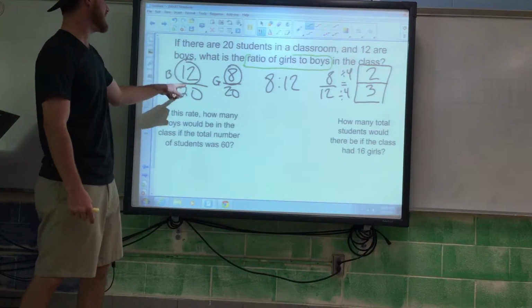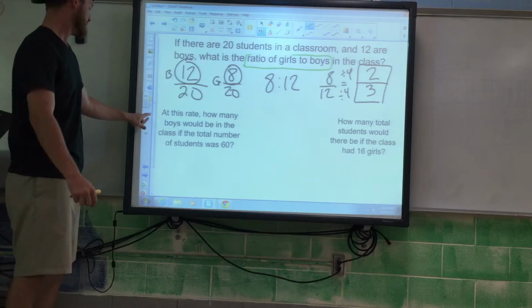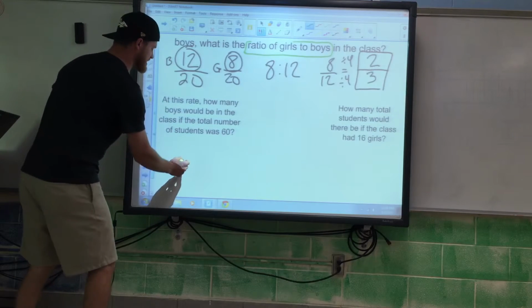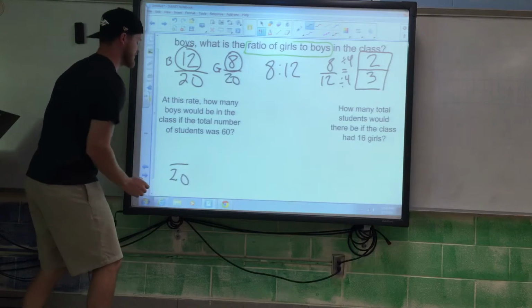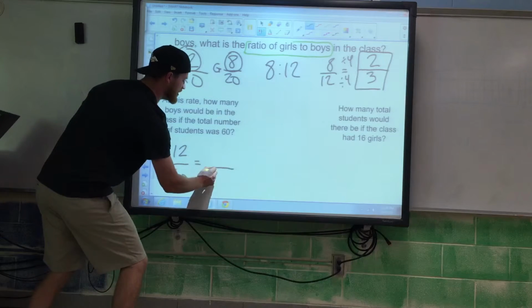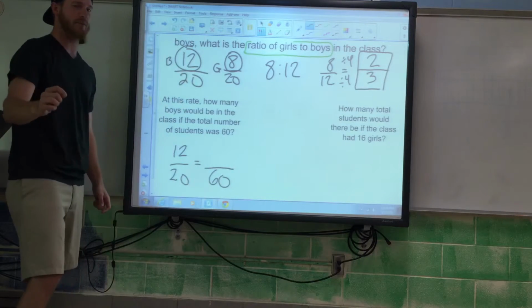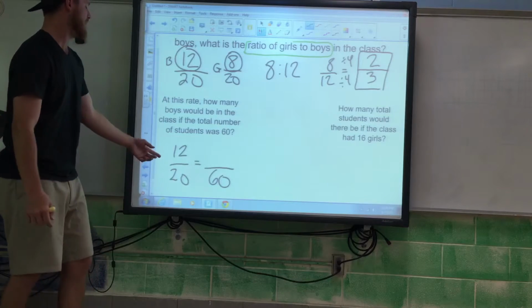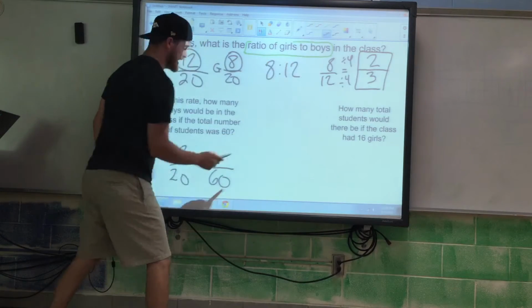Well, right now we have 20 total students. So we can set this up again as a ratio. Right now, out of 20 students, we have 12 boys. We're looking for how many boys there would be at the same rate if there were 60. Well, how do we get from 20 to 60?